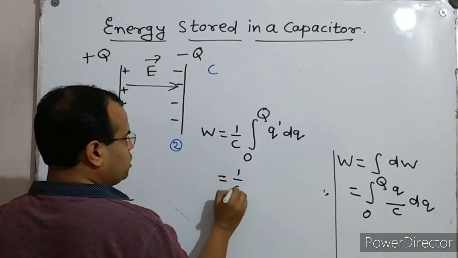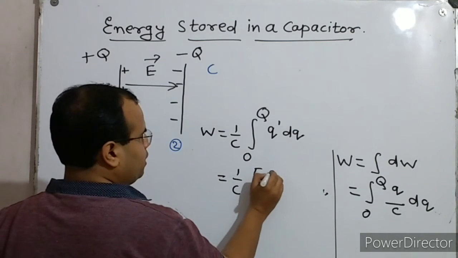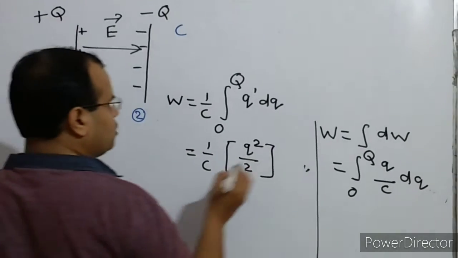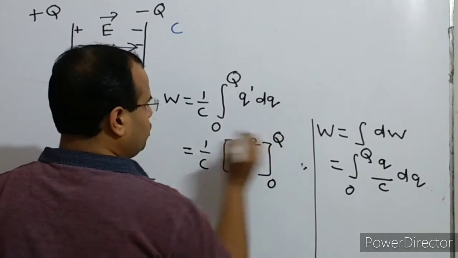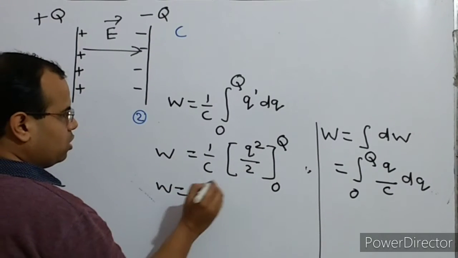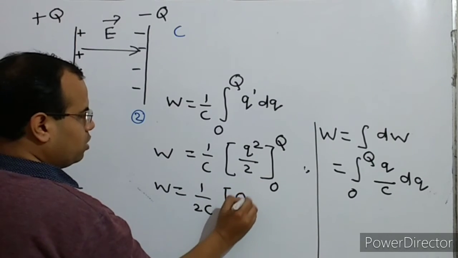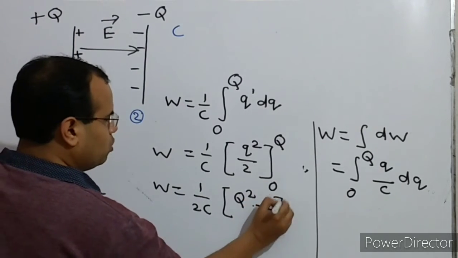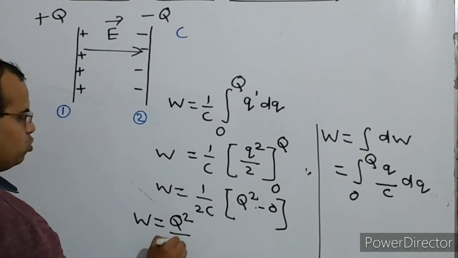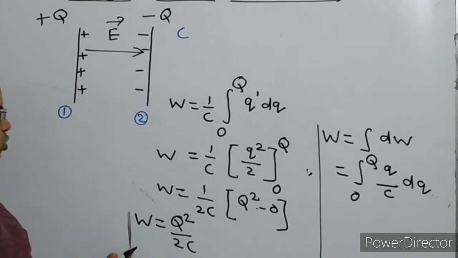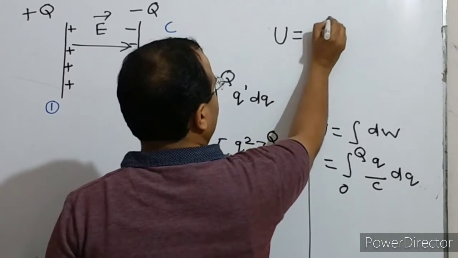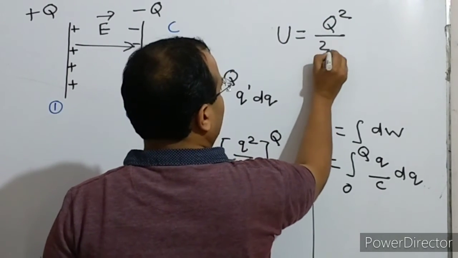Now it is equal to 1 upon C. Here you will apply the power formula: Q to the power n plus 1 upon n plus 1, and the limit is from 0 to capital Q. So you can write this work done W is equal to 1 upon 2C, upper limit Q square and lower limit 0. So that gives you the total work done is equal to Q square upon 2C. Now this work done is stored in the form of potential energy. So the potential energy is U and that is equal to Q square upon 2C.